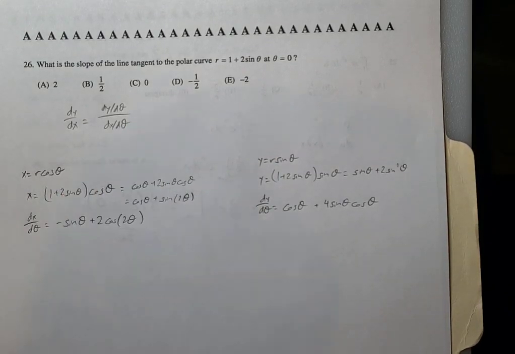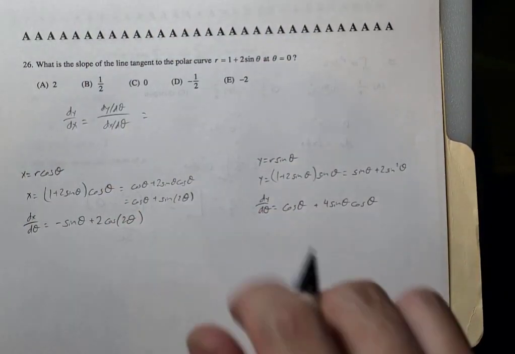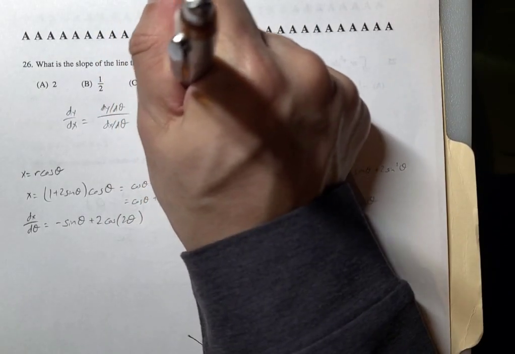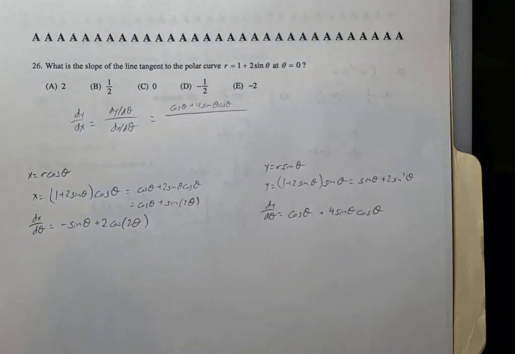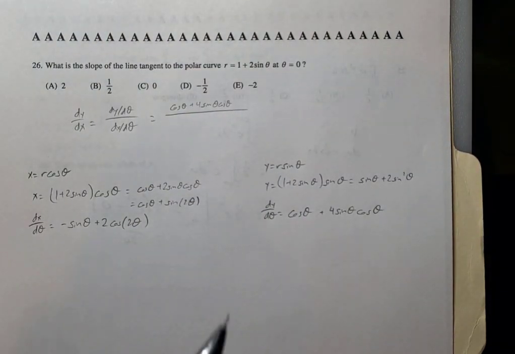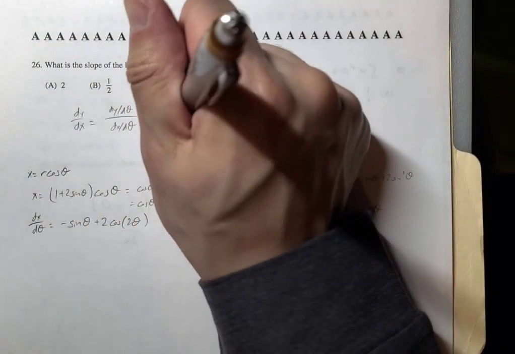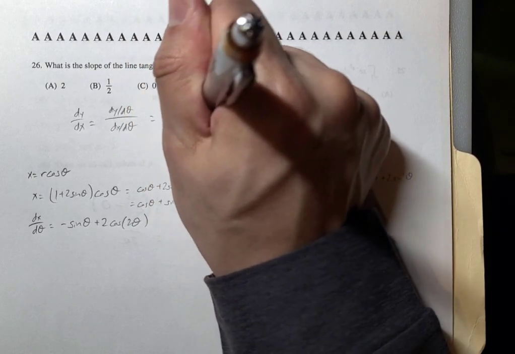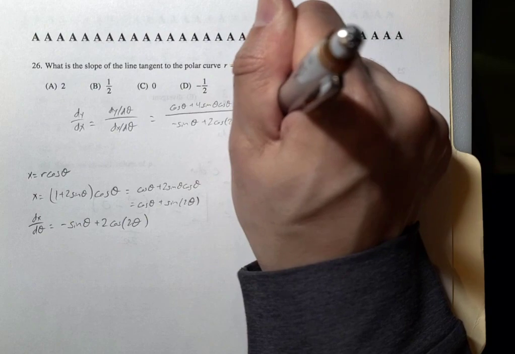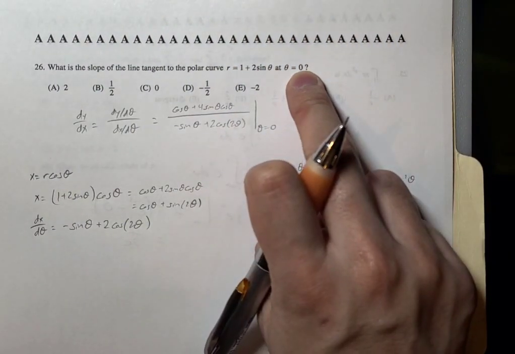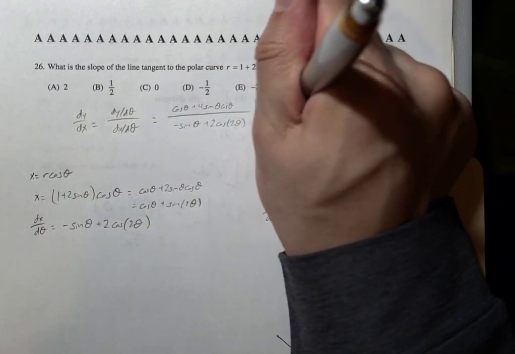So now we just plug into here. Dy d theta is cosine theta plus 4 sine theta cosine theta, divided by dx d theta, which is minus sine theta plus 2 cosine 2 theta. We evaluate this at theta is 0. That's what we want the slope of the tangent line at. Theta is 0. So what do we get?